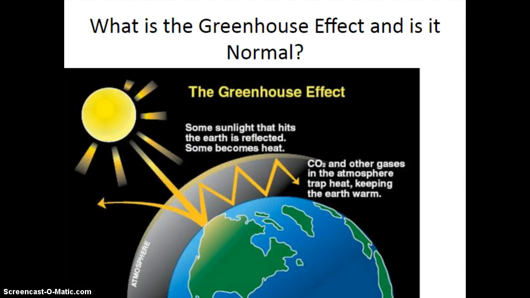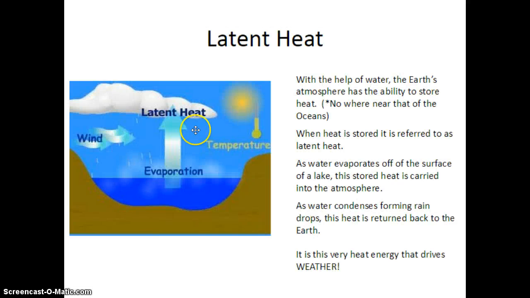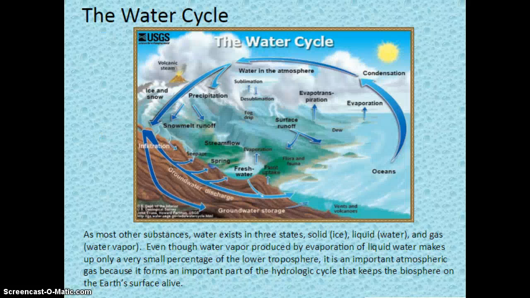So as we continue moving forward here, we're going to be studying a topic called latent heat, and this is what we'll be doing labs on. We need to make sure that we understand that the Earth's atmosphere has the ability to store heat. Now, it's nowhere near that of the oceans, but when heat is stored, it is referred to as latent heat. As water evaporates off the surface of a lake, this stored heat is carried into the atmosphere. As water condenses, forming raindrops, this heat is returned back to the Earth. It is this very heat energy that drives weather.